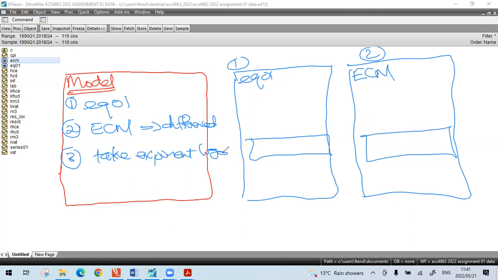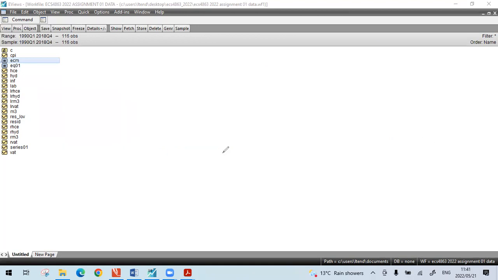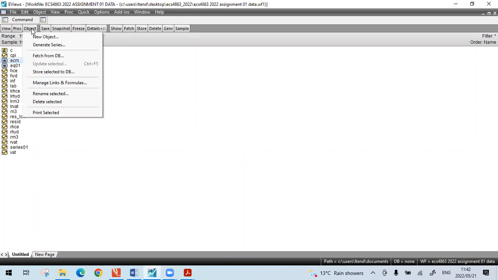So let's do it. I need to have 3 windows here, but I will explain more after this assignment about the model statement, because we'll need it going forward. What I want us to do here is to have a model. So I want to have 3 windows. How do we come up with a model? We go to object, new object.